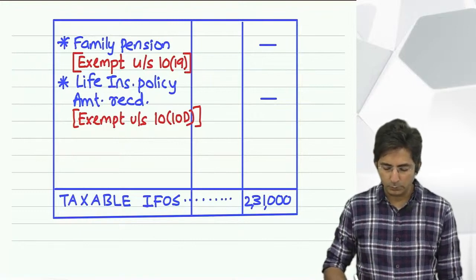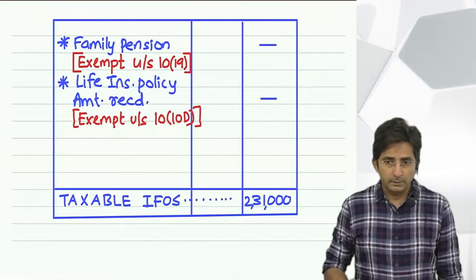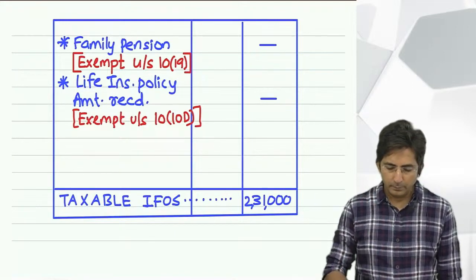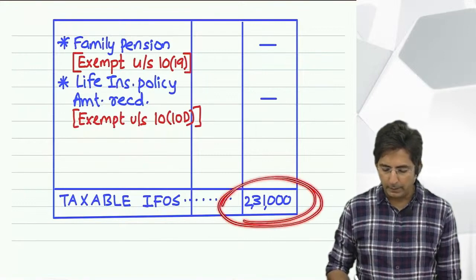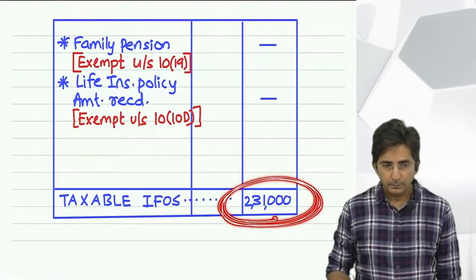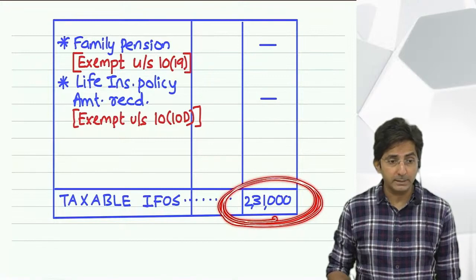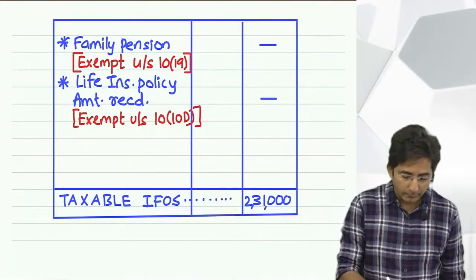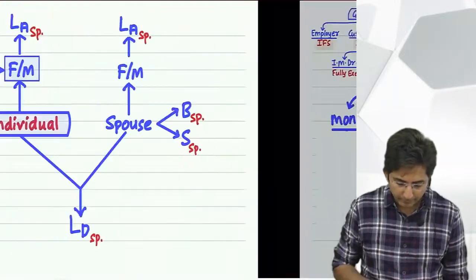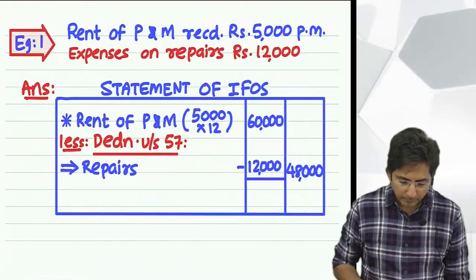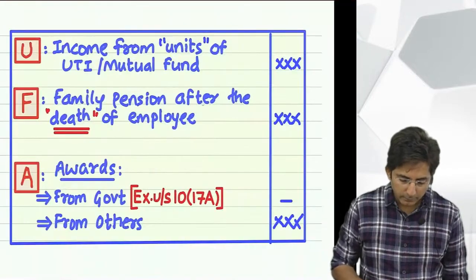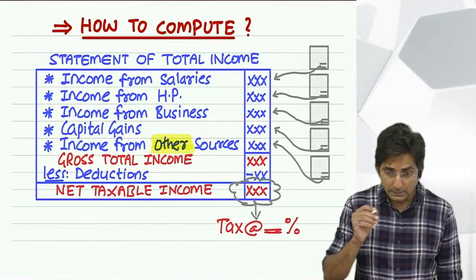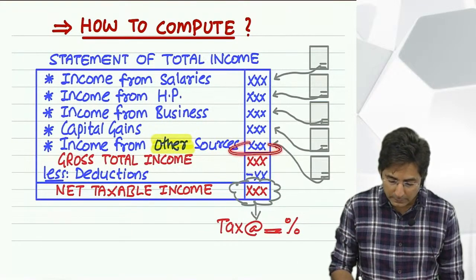Taxable income from other sources. See, for this question my answer is done. But can you tell me what you do with this amount in real life? What do you do with this amount at the end? Tell me exactly, where do you transfer it? Where? This you will transfer here. So what was the answer we got? 2 lakhs? So this comes here.